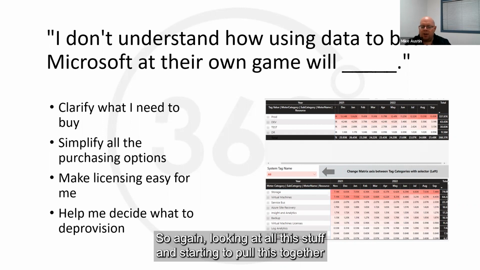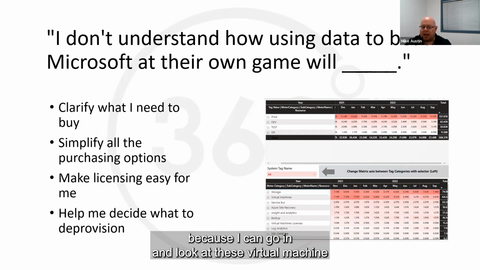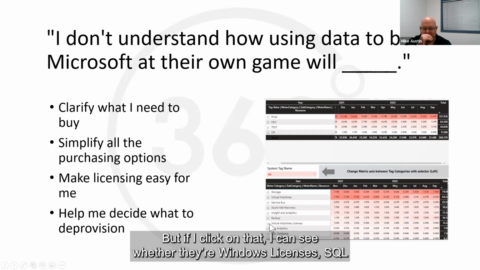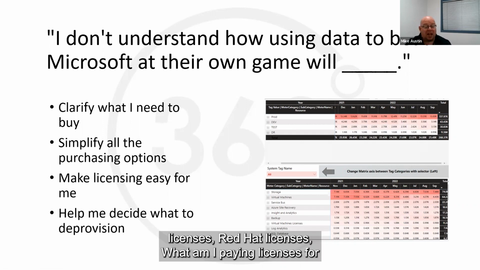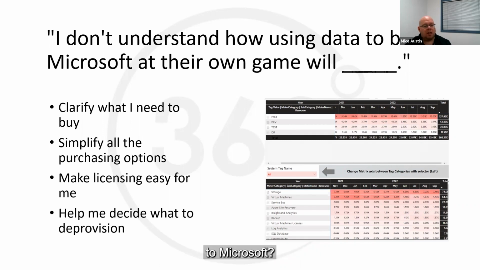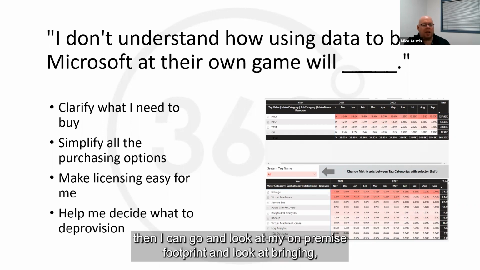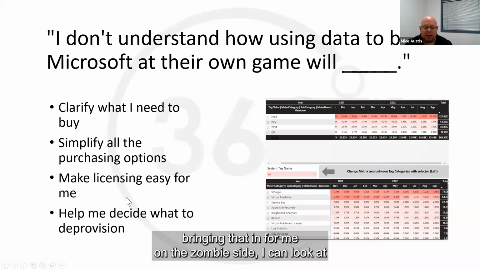So again, looking at all this stuff and starting to pull this together, because I can go in and look at these virtual machine licenses. You can see this is just an image, but if I click on that, I can see whether they're Windows licenses, SQL licenses, Red Hat licenses. What am I paying licenses for to Microsoft? And if I'm paying licenses for things that maybe there's a benefit for or a right for, then I can go and look at my on-premise footprint and look at bringing that in for me.